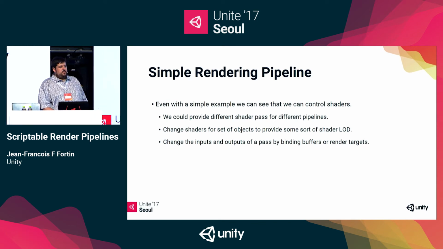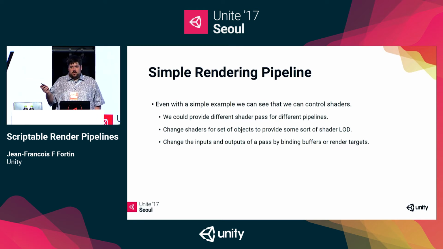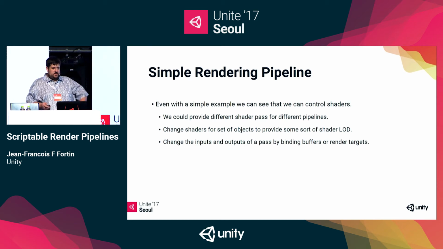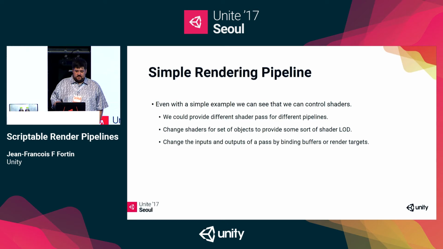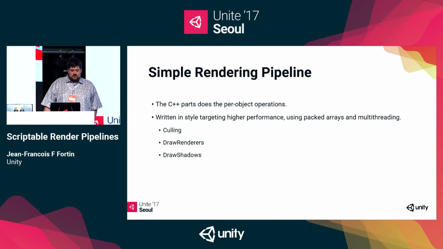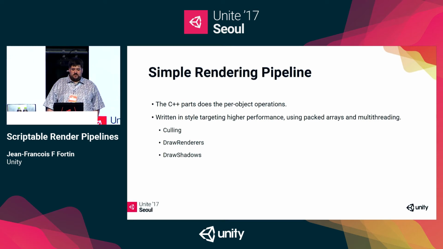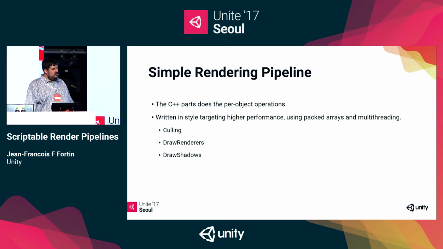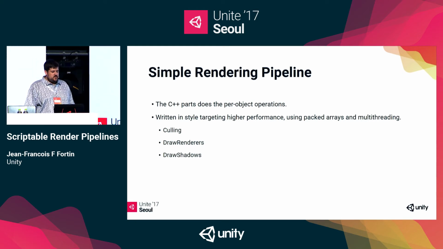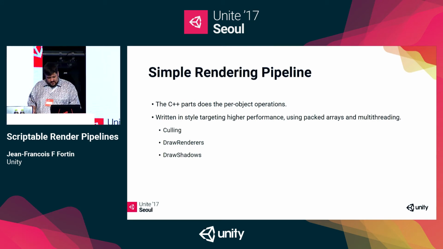Just as a note, the render passes is actually one of the big features that changed with the release of 2017.1. Some code I'll show a bit later will be modified because we don't need to clear and manage the render targets manually. They're done by the code now. As we mentioned before, the C++ part does the object operation. So they're written targeting higher performance and using packed arrays and multi-threading. The functionality from the last example that we'll call the C++ are the culling, draw renderers, and draw shadows will be the next demo.